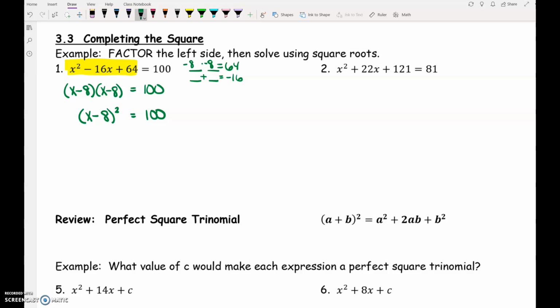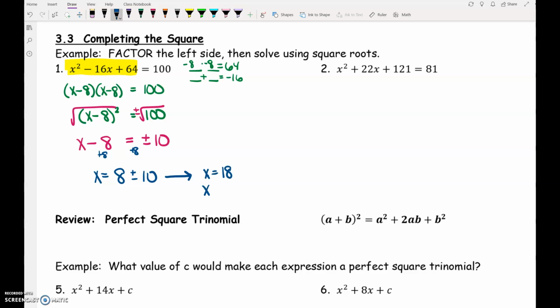Okay, let's finish solving this and then I'll help you see what the connection is in a second. We would solve this using square roots. Don't forget a plus minus. What is the square root of 100? 10. So x minus 8 equals positive or negative 10. Add 8 to both sides, and you get 8 plus or minus 10. Because those are both regular, real, whole numbers, you can do 8 plus 10 to get 18, 8 minus 10 to get negative 2.